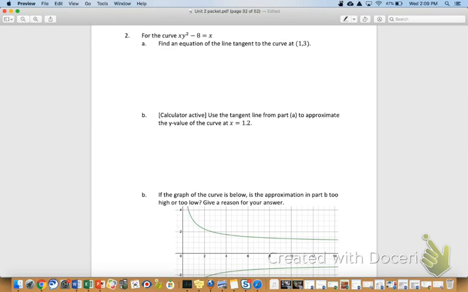Point of tangency. Point of tangency and? Slope. Of those two things, which one do you already have? Point of tangency, isn't it right there? 1, 3. What I need to do is find the slope of the tangent line, and this is where maybe implicit differentiation would be the right move.